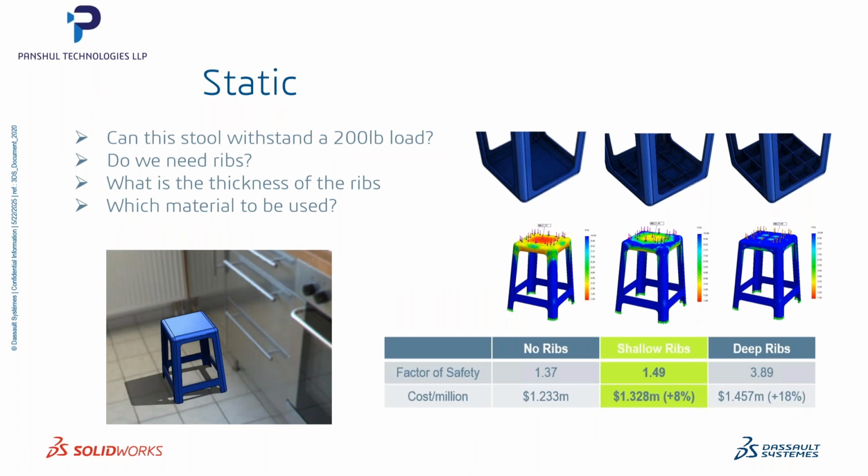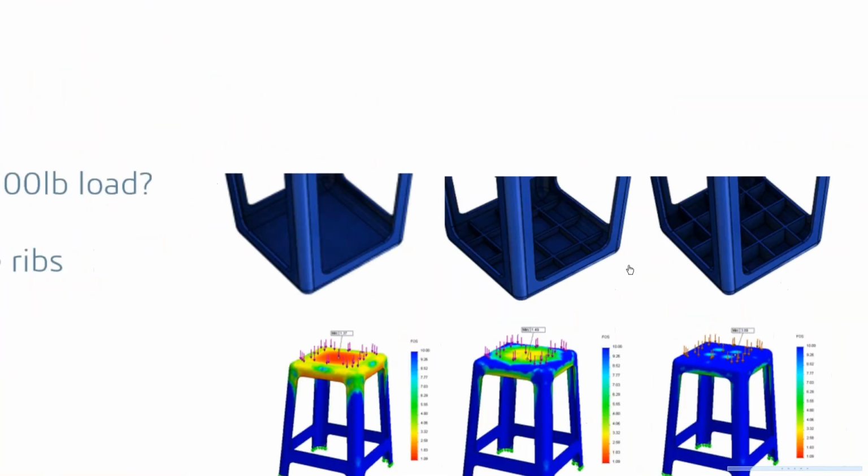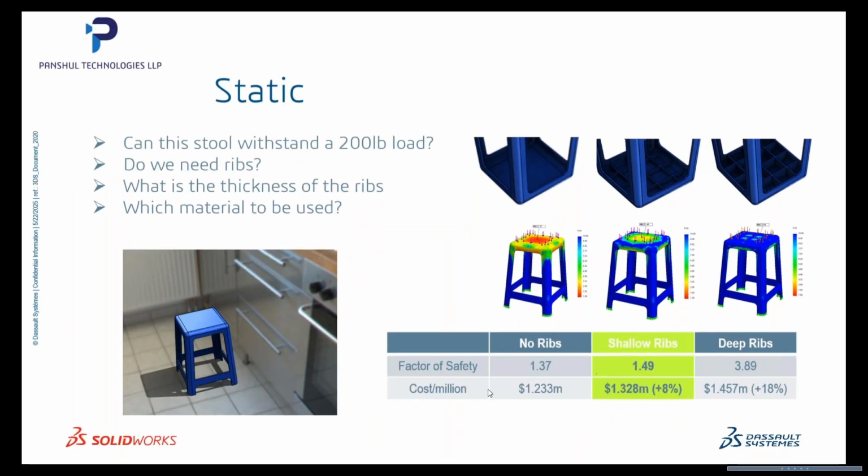Now we'll have some more examples on static structural parts. Before we move on to that, I already created a case for you. You can see there are three stools here. Some of them have ribs, some of them have much deeper ribs, and one of them doesn't have any ribs. When we run this analysis, we get three cases: no ribs, shallow ribs, and deep ribs. We found the factor of safety to be 1.37, 1.49, and 3.8.